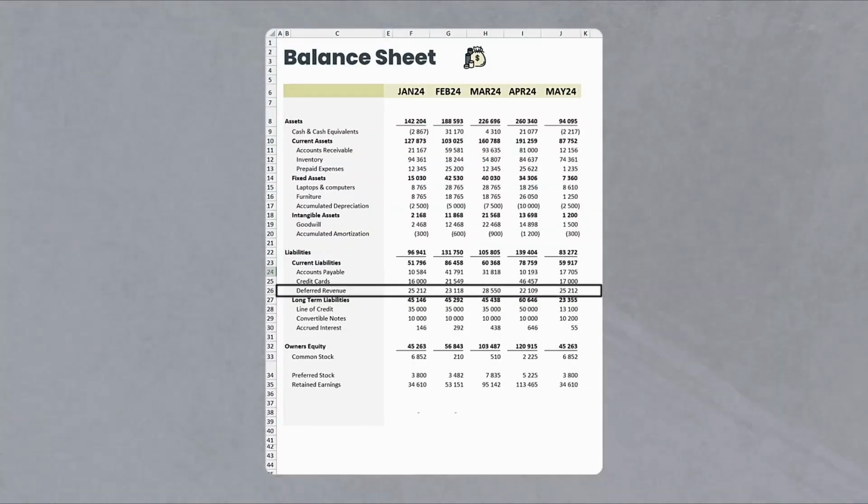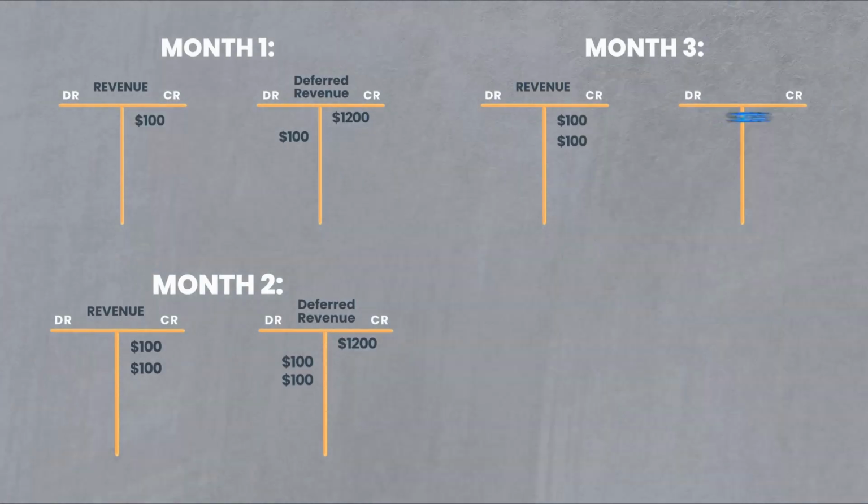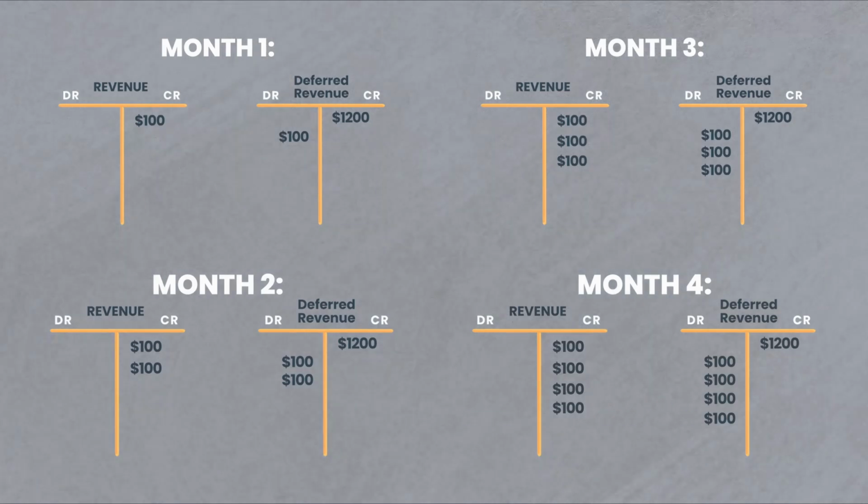Each month, as you deliver your software service to your customer, you'll take 1/12 of the contract value from your deferred revenue balance, remove it, and place it into revenue on your income statement. That will happen by debiting deferred revenue to make it go down and crediting revenue to make it go up.